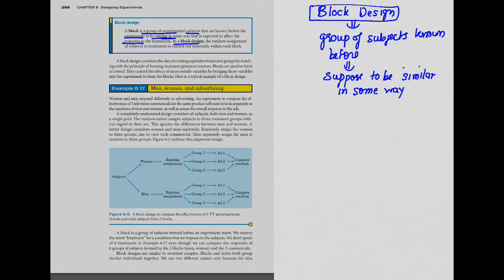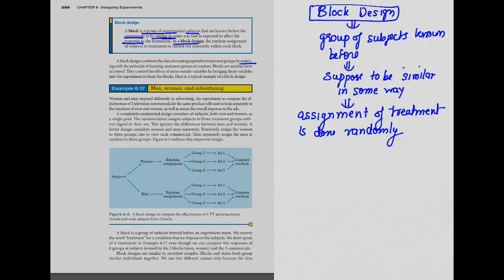All right, and what happens is the random assignment is done within each group. So assignment of treatment is done randomly. So you have randomization too, and at the same time a group where you're matching the subjects in terms of specific qualities, so your response variable is affected less.